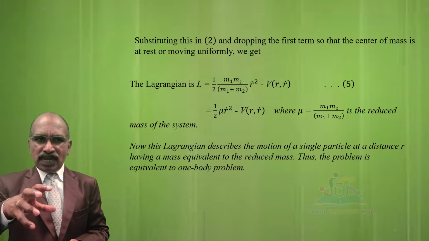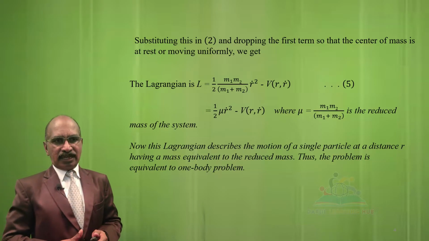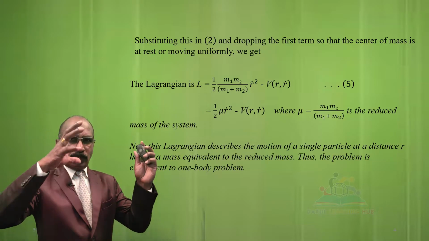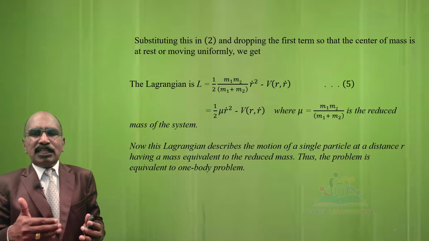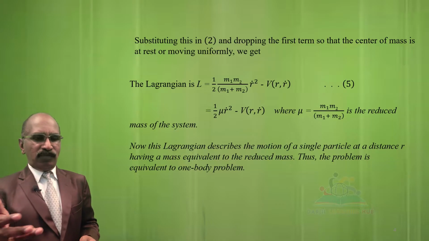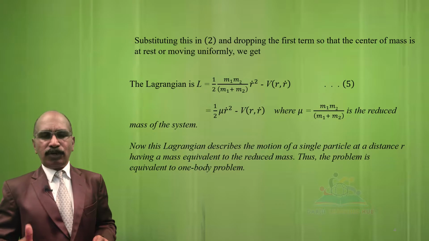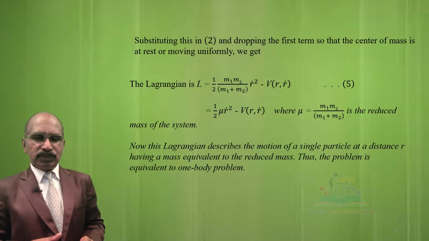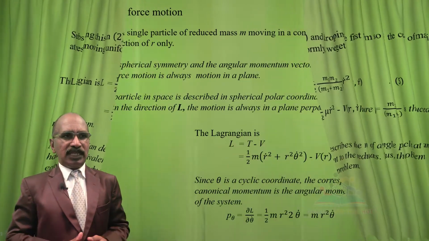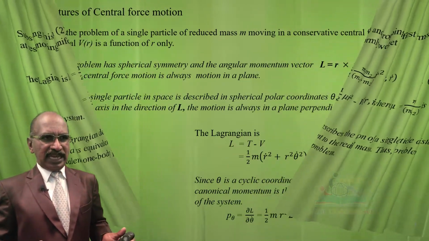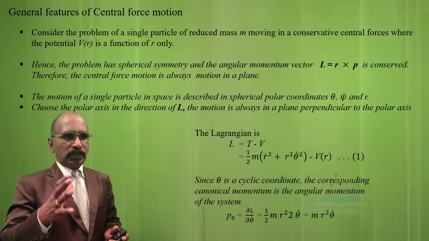Now the reduced mass is in motion with respect to the distance r. Therefore, the two body problem is converted into one body having the mass mu, and the mu value is given on the side as m1 m2 divided by m1 plus m2. So now we have reduced the two body problem into a one body problem. Now we can solve the equation, since the procedure is known. Now let us go to a special case here.